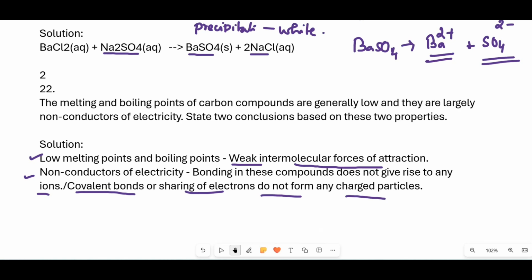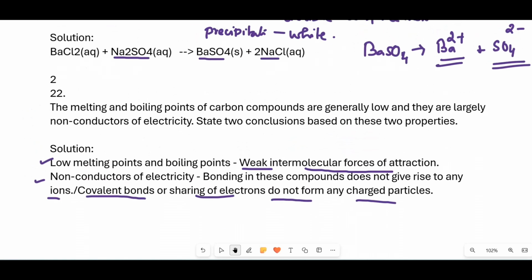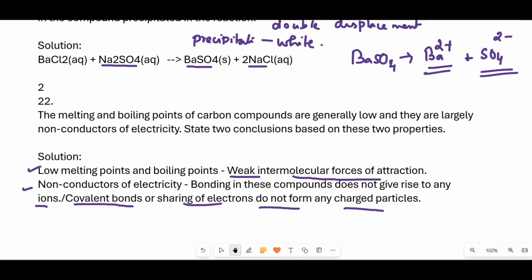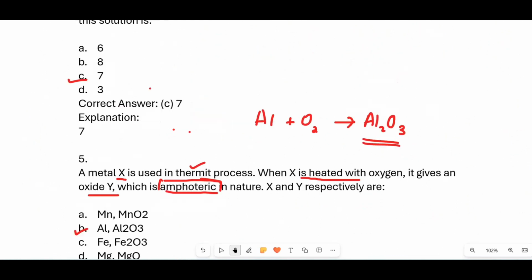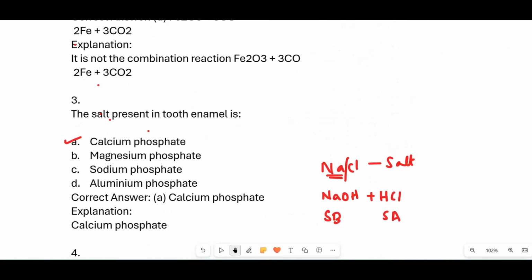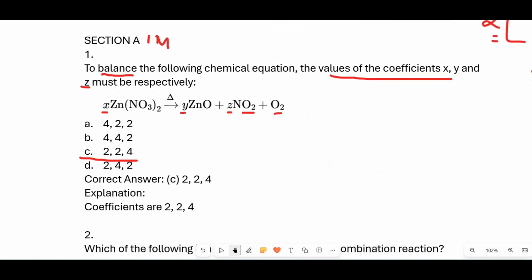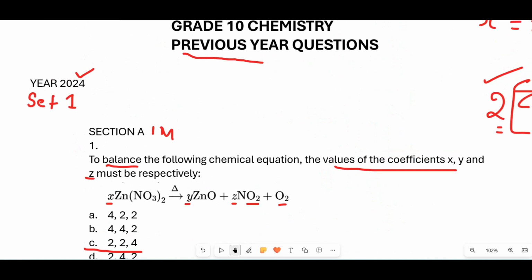Okay. Now, these are the questions which we discussed today from paper 1, I mean set 1, 2024, last year's previous year question.